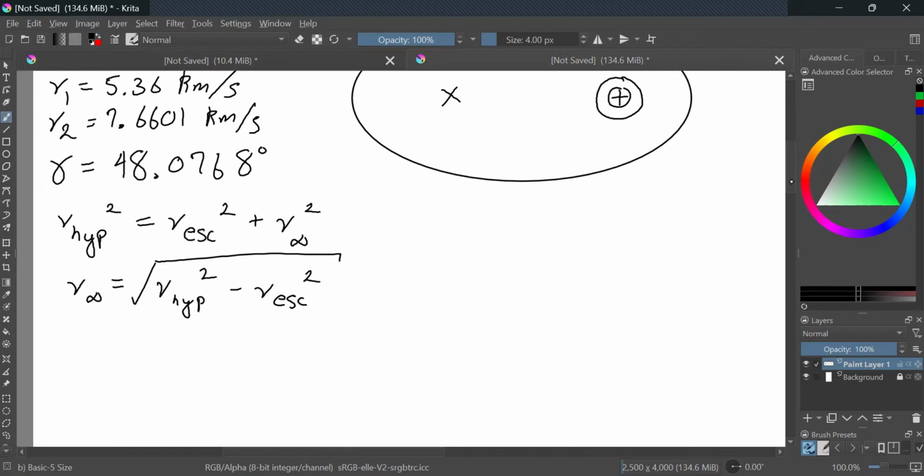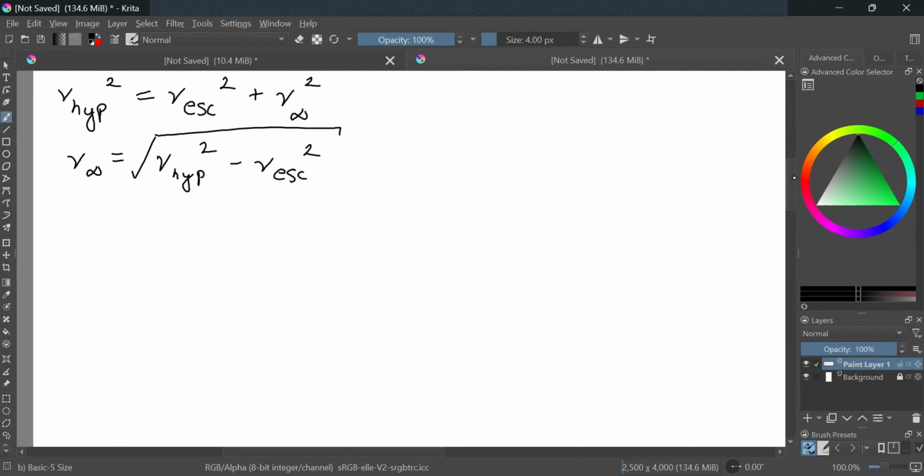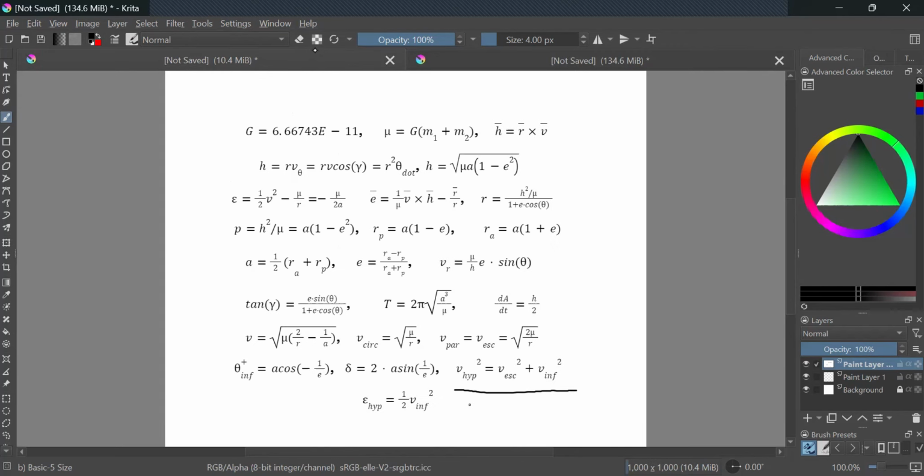And I'm going to break this down one step further just because I'm going to have to do this anyway. So V infinity is equal to the square root of V hyperbola squared minus, and let's make sure we record this right, we have here our escape velocity, the square root of 2 mu over r. Since this is squared, it is just going to be 2 mu over r.